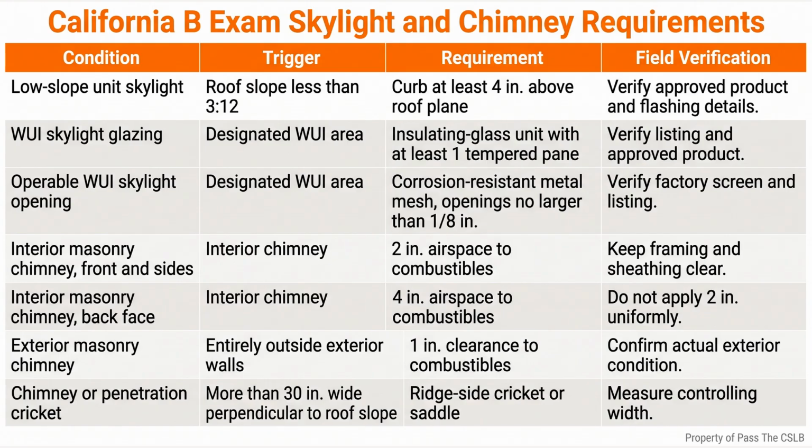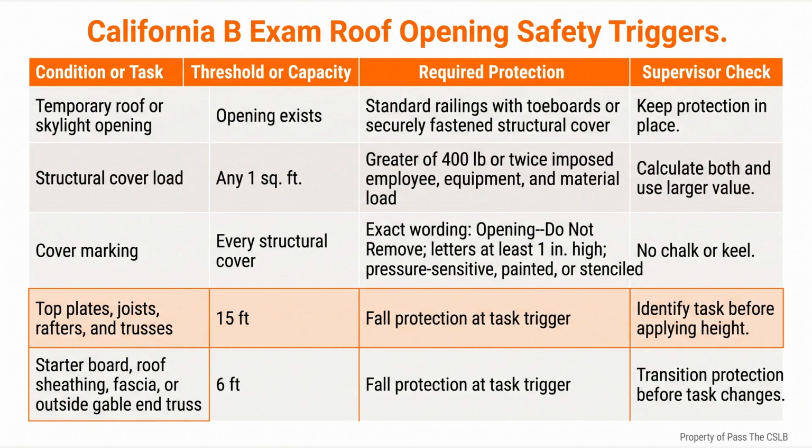A light-looking task does not reduce the fixed 400-pound floor, and a heavy concentrated load can push the required capacity above that amount. The safety table separates cover requirements from task-based fall protection. For the cover, I check capacity, fastening, and marking. For the worker, I check the actual task and height. Those are related protections, but one does not replace the other.